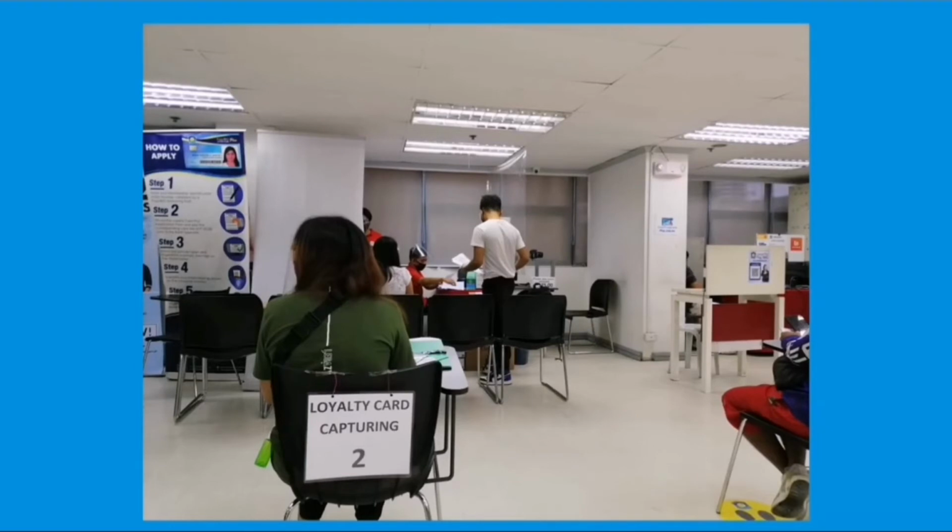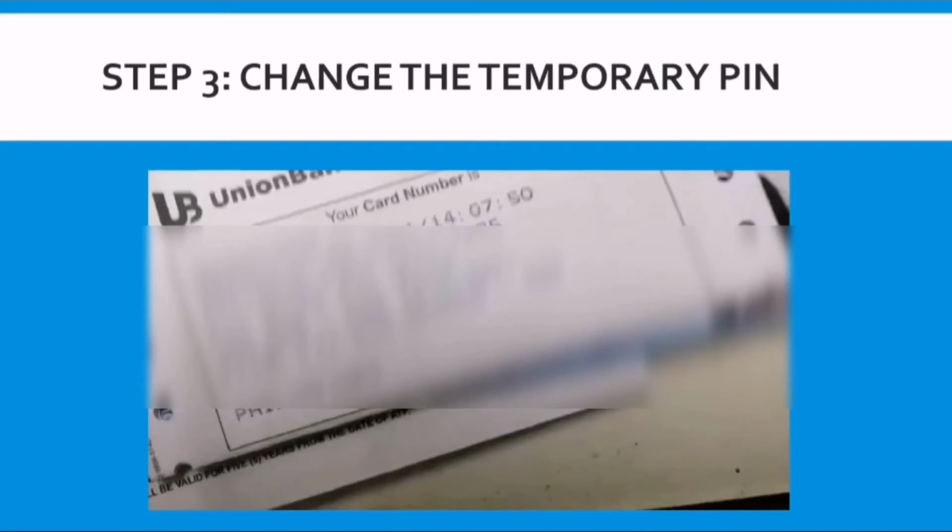So, dito na yung capturing, signature, thumb mark, and payment. As soon as matapos na yung process, makukuha mo rin agad yung loyalty card. For the step 3, you have to change the temporary PIN number na ibibigay sa inyo nandun sa loob ng envelope and loyalty card plus.